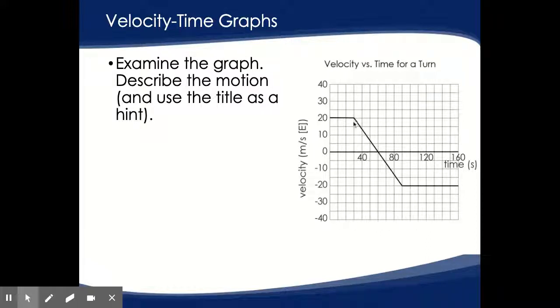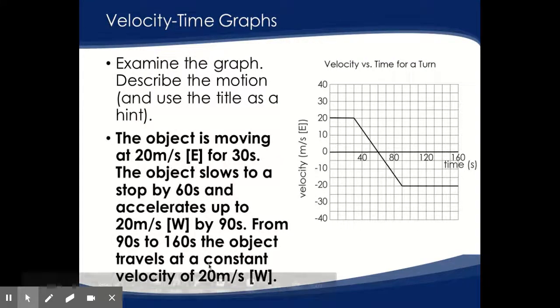And then at 30 seconds, your velocity starts to slow down. So from 30 seconds to 60 seconds, you're slowing down. You come to a complete stop, and then you turn around. When you cross the x-axis here, that means that you have changed direction. So if they're going east at 20 meters per second, they're slowing down, they stop, they turn around, and they start to speed back up, going in the west direction. Once they hit 20 meters per second west, which is what the negative indicates here because it's opposite of east, now they're going at a constant speed again. Okay, so that's what this is showing.